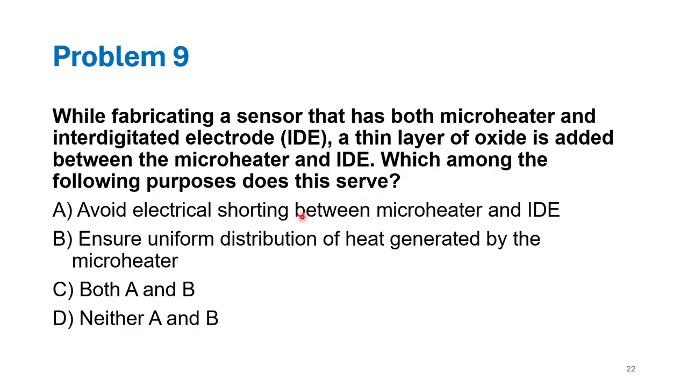Option A is avoid electrical shorting between microheater and IDE. B. Ensure uniform distribution of heat generated by the microheater. C. Both A and B. D. Neither A nor B. So what is the correct answer?